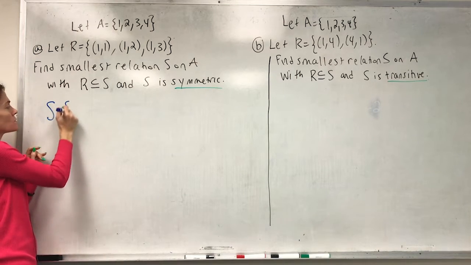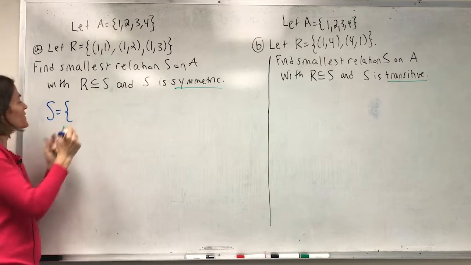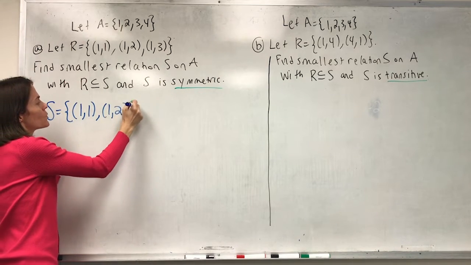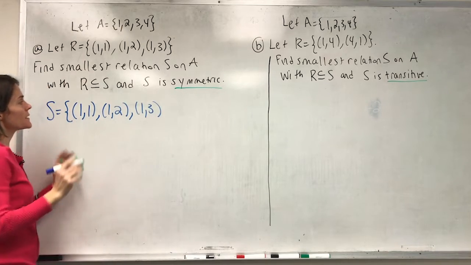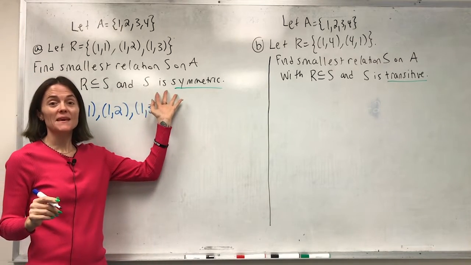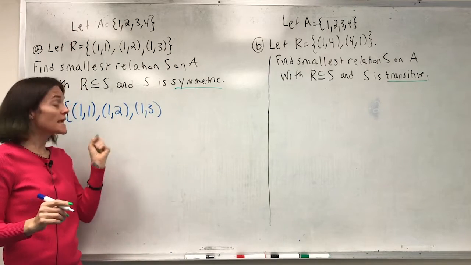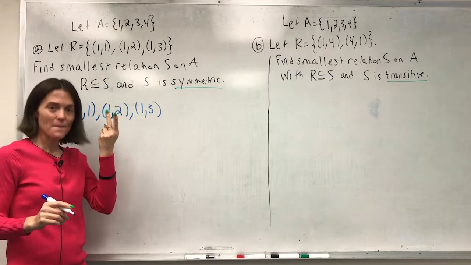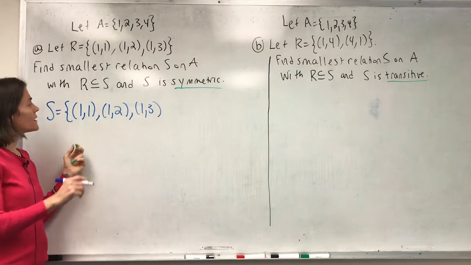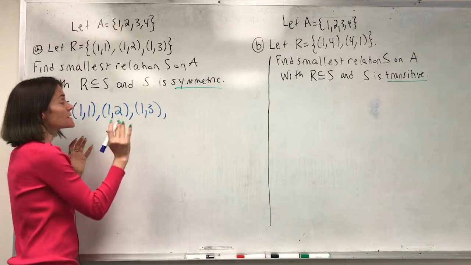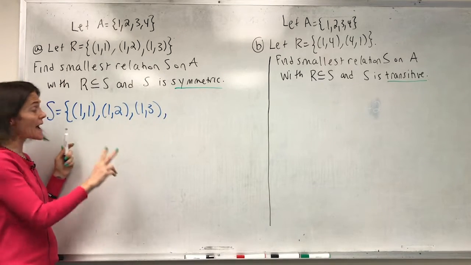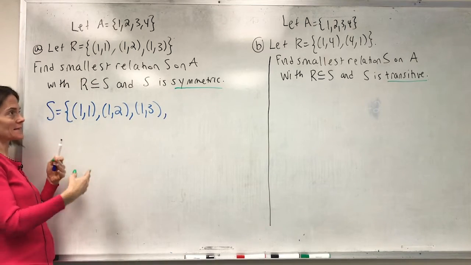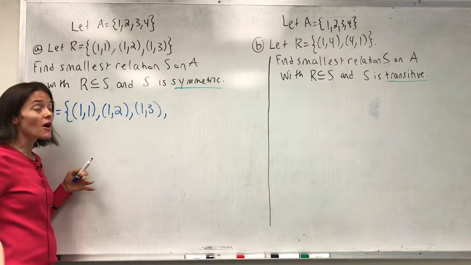So S equals. If I look at this part first, it will contain 1, 1, 1, 2, and 1, 3. And then, now I need to think about S being symmetric. Symmetric means if x comma y is in the relation, then y comma x is in the relation. Well, to get the smallest one, the only things I'm going to add are what I need to have y comma x for the elements that are already there.